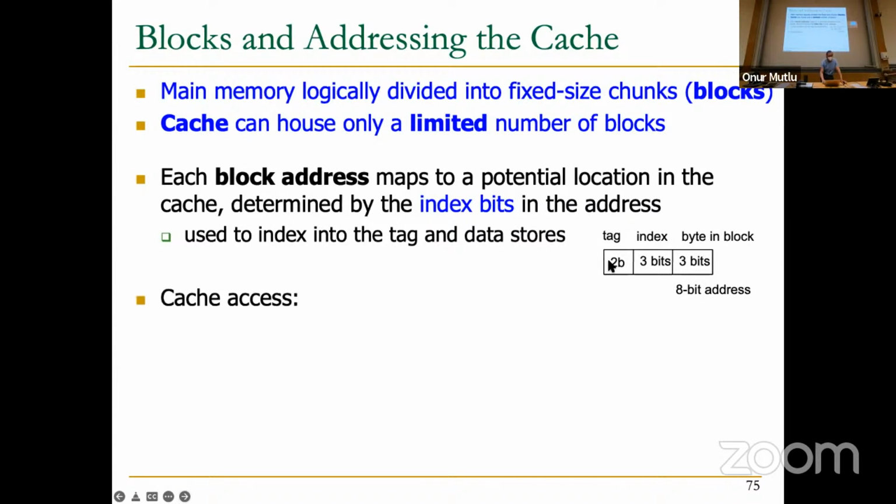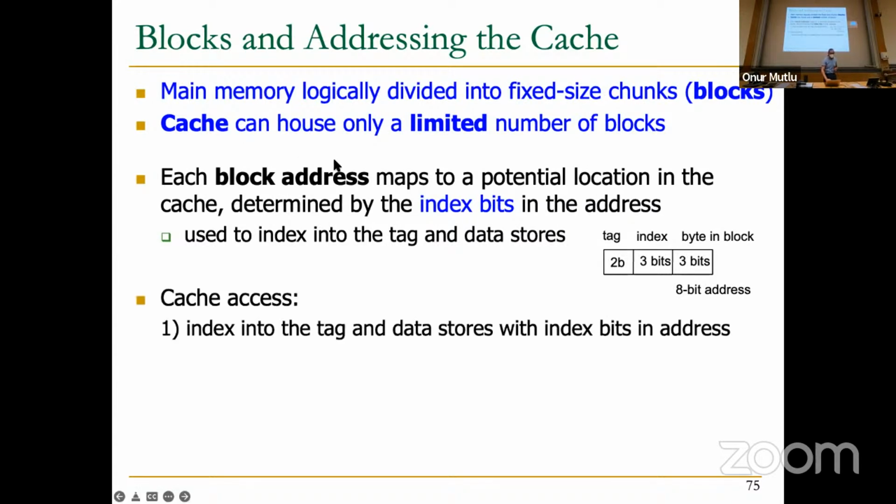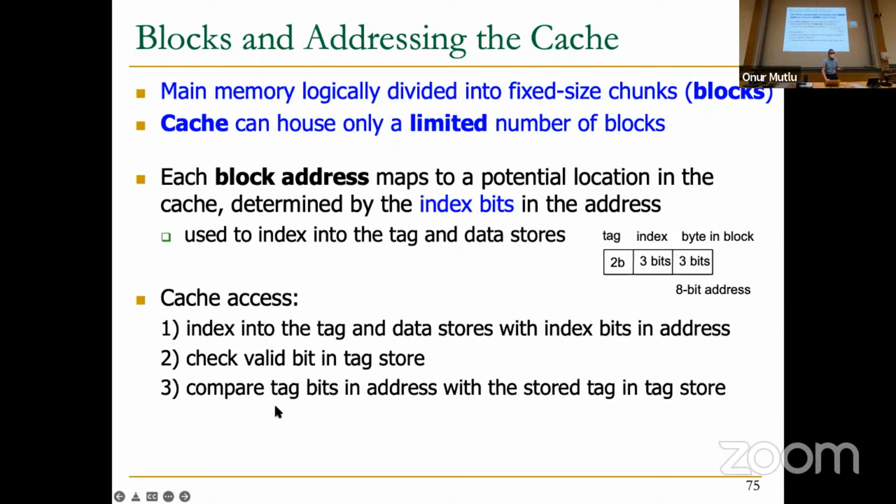So how do you do the cache access? You have some index bits, part of your address, and you index into the tag and data stores with those bits. The tag store gives you the bookkeeping information related to the address you're looking for. You first check the valid bit. The valid bit says whether there's a block there that you placed. If it's invalid, then it's a miss. If it's valid, then you check the tag bits. There's a block in the cache, but is this the block that I'm looking for? That will be determined by whether the tag bits of the address you're looking for match the tag bits stored in the tag store.